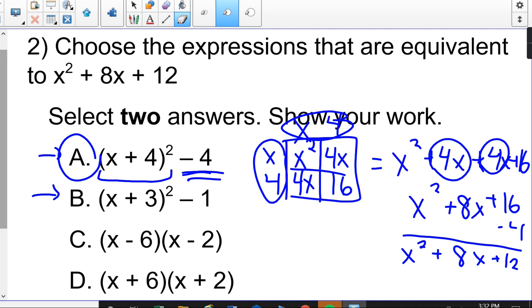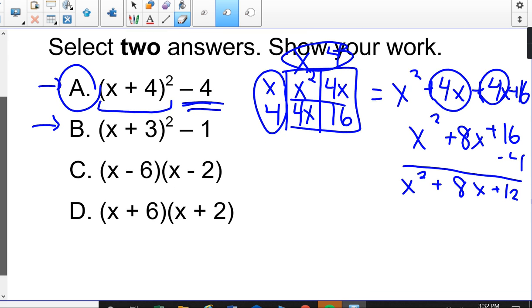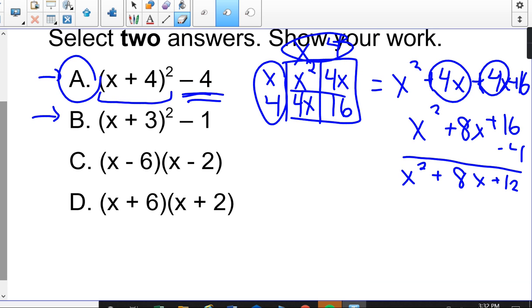So using the same expression, we're trying to decide which factored form is appropriate. So I'm going to change the color so you can see the difference. Here we're talking about the factored form. We have this one, C and D, and we're trying to decide which one is the correct factors.